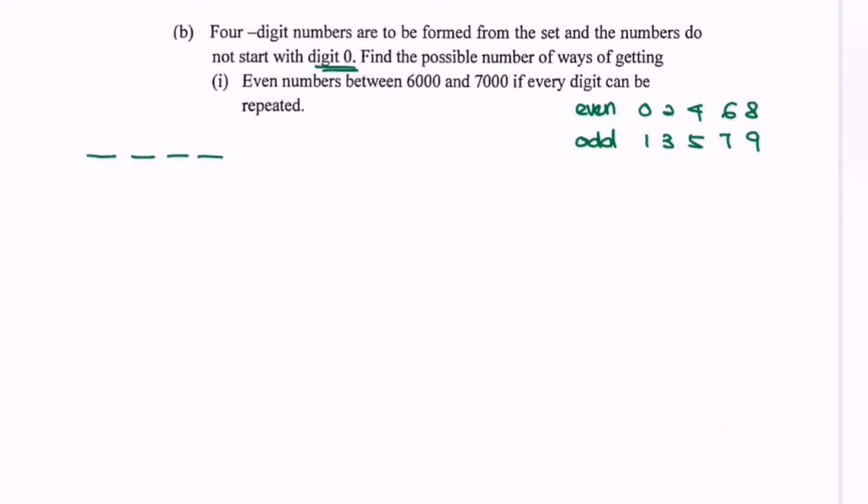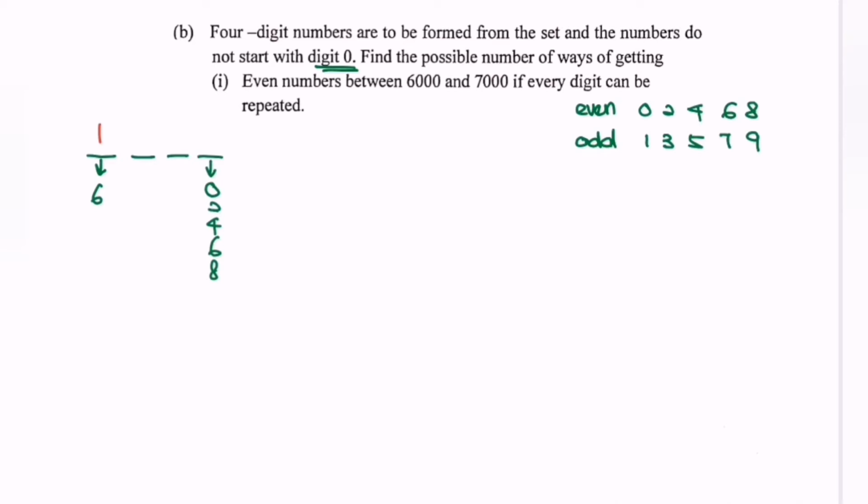Find the possible number of ways of getting an even number between 6,000 and 7,000 if every digit can be repeated. So refer to the situation. Here we have 0, 2, 4, 6 and 8 in order to have an even number. Next they said between 6,000 and 7,000, which means 6,000 and 7,000 are not included. So we only have the digit 6 here. Then they also mentioned that every digit can be repeated. So here we have only one selection because of 6.